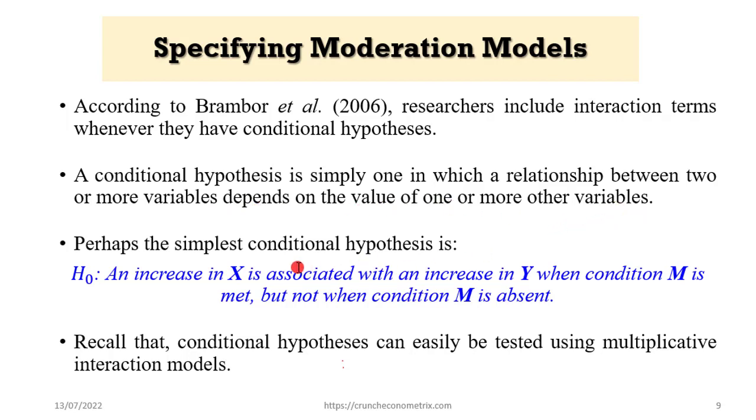So here is a simple conditional hypothesis. An increase in X is associated with an increase in Y when condition M is met, but not when condition M is absent. So this is a conditional hypothesis. Recall that conditional hypotheses can easily be tested using multiplicative interaction models. So I am not doing additive interaction. This video series is simply on multiplicative interaction models.